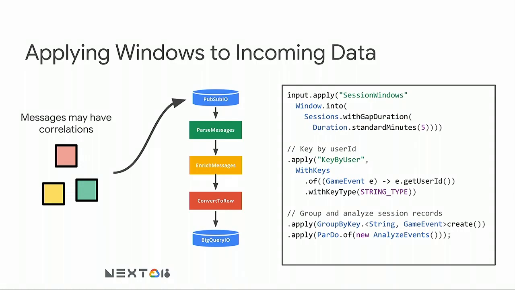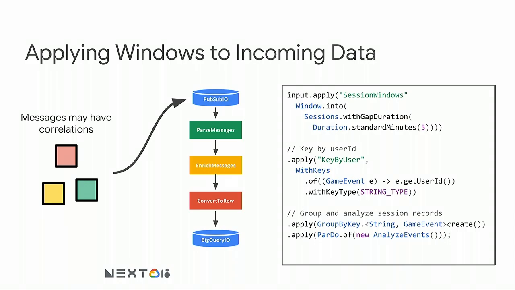After that, we're going to key by the user ID. So essentially, we're going to take that game event coming in, and then we're going to get the user ID. And this actually creates a key value pair that we can then group by. So essentially, we're keying these records before we group them so we can get the records into the right place. Then we're going to group by those records. So we're going to group by that key that we have with the game event.